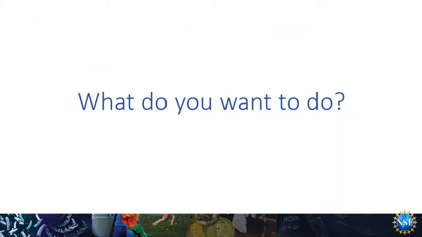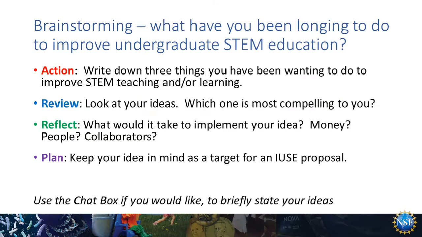So my question for you right now is to think about what you would like to do. I'm going to give you just a minute to brainstorm some of your ideas. I really want you to think about what you've been longing to do to improve undergraduate STEM education. So grab a piece of paper or open a screen on your computer, and I'm going to ask you to write down 3 things that you might have been wanting to do to improve STEM teaching or learning.